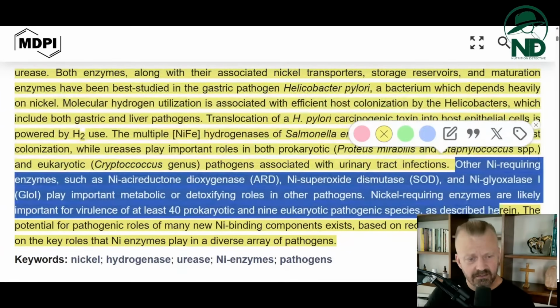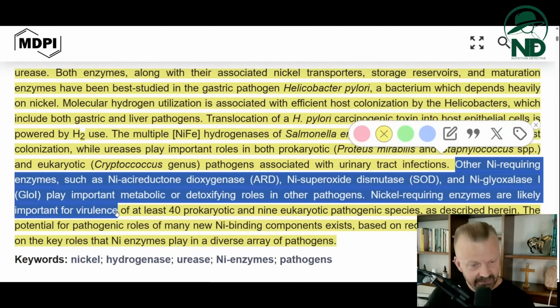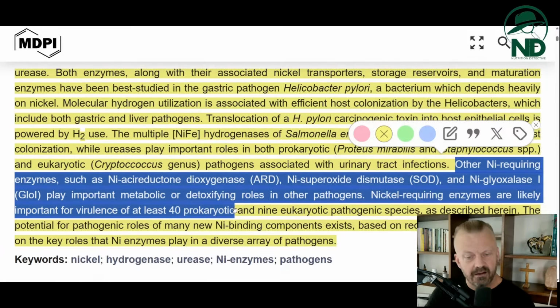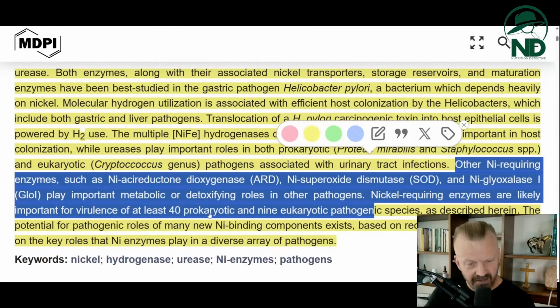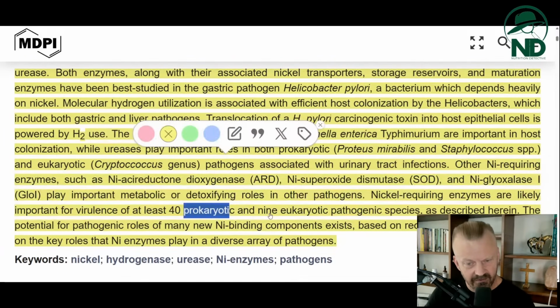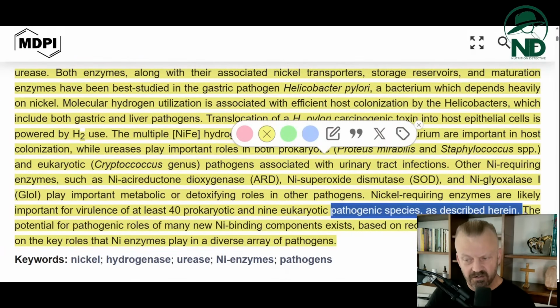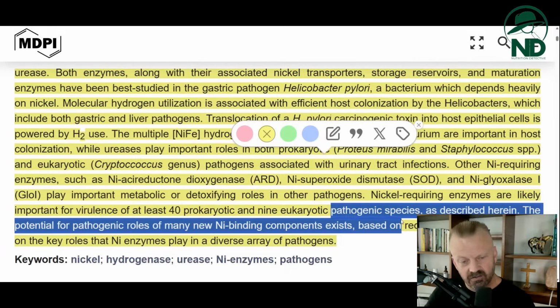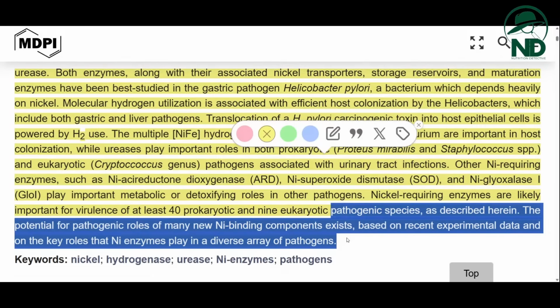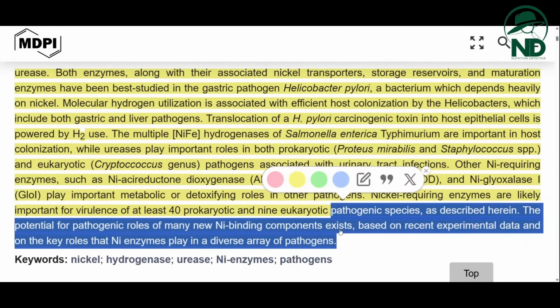Nickel-requiring enzymes are likely important for virulence of at least 40 prokaryotic and 9 eukaryotic pathogenic species as described herein. So this is bacteria they're talking about, prokaryotic, and then there's fungus that they're talking about. The potential for pathogenic roles of many new nickel binding components exists based on recent experimental data and on the key roles that nickel enzymes play in a diverse array of pathogens. So they're talking about binding nickel to starve the bad guys.